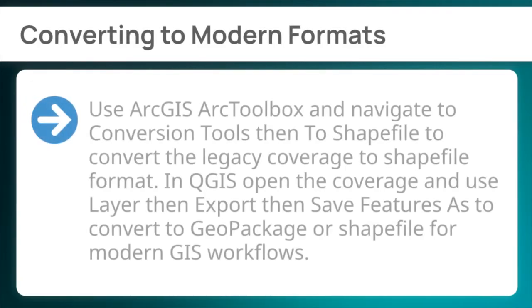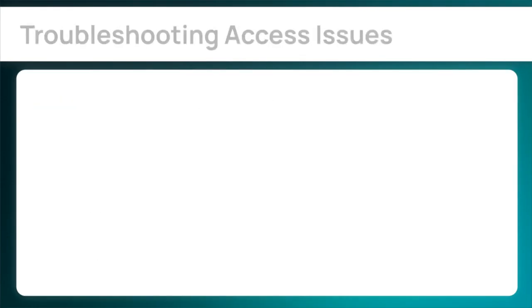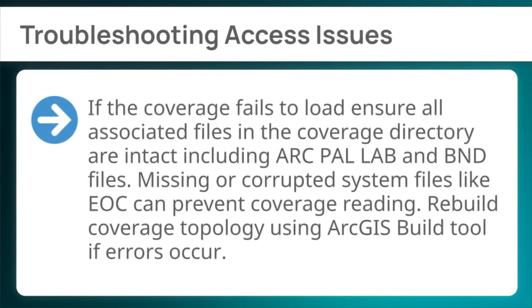Next, converting to modern formats. Use ArcGIS ArcToolbox and navigate to Conversion Tools, then to Shapefile to convert the legacy coverage to shapefile format. In QGIS, open the coverage and use Layer, then Export, then Save Features As, to convert to GeoPackage or Shapefile for modern GIS workflows. Finally, troubleshooting access issues.